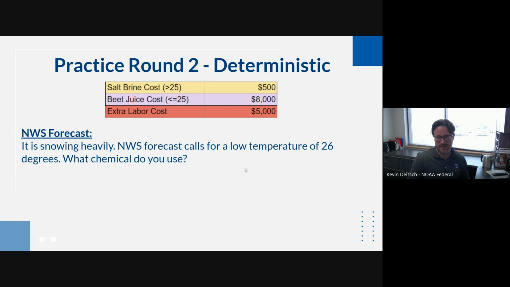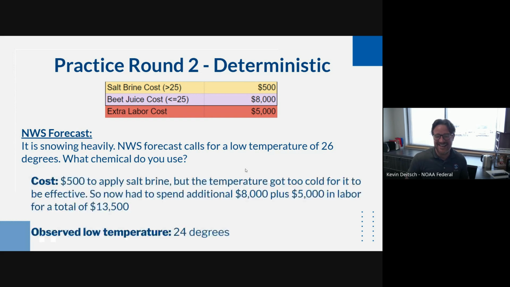All right, another practice here. So now the deterministic low is 26 degrees. What chemical are you using? 26 degrees. Beet juice, beet juice. Oh, some risk-averse people, huh? Boo. I would have gone salt. I'm a gambler. Throw salt on it. See what happens. All right, the low ended up being 24 degrees.